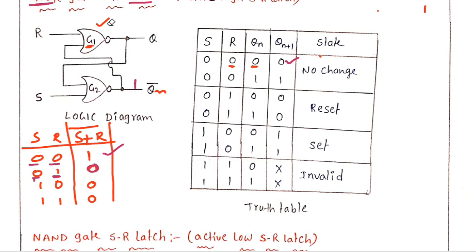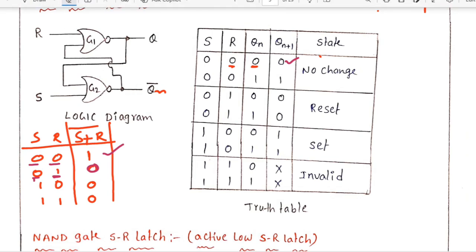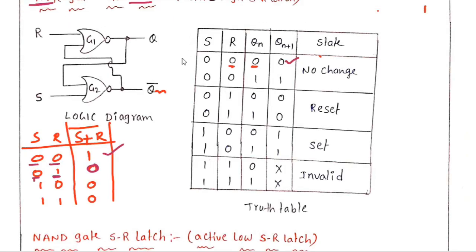Because we don't know the past output, initially I assumed Qn as 0 along with the 0 0 input. Now the same inputs, 0 0, but I am assuming my past output is 1. If my past output is 1, R equal 0, S equal 0, my past output Qn equal to 1. This Qn is coming here. So 1 is coming here.